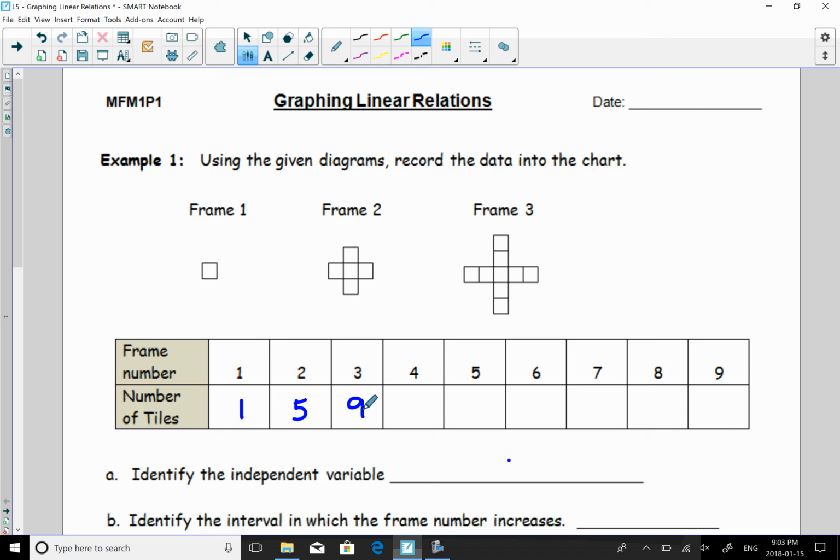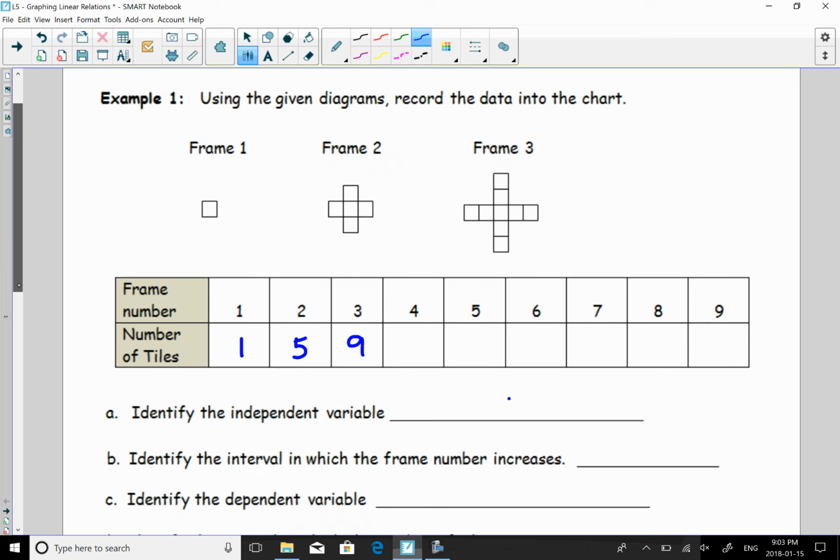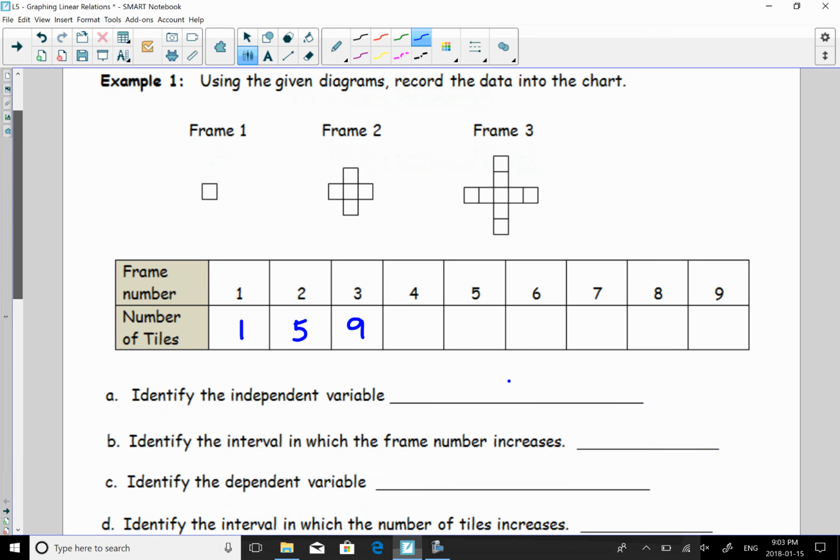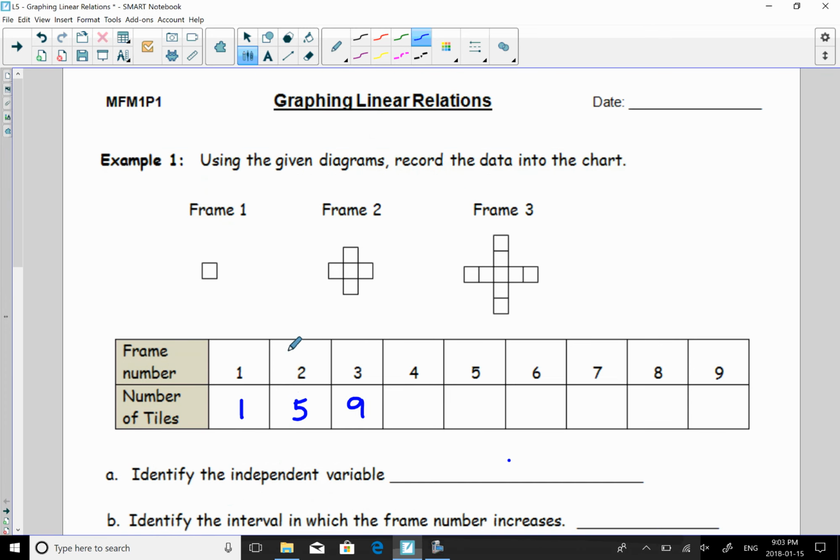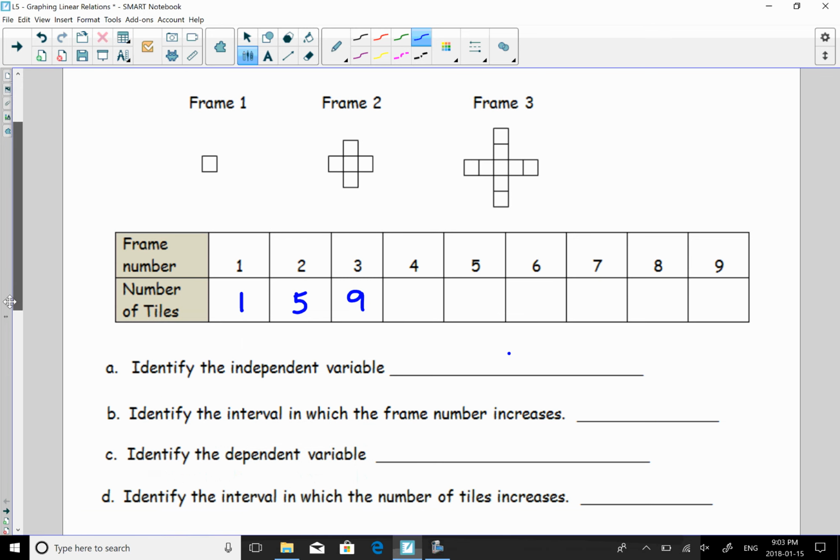Now the rest of the frames are not drawn, but we're to look for a pattern. So we'll notice that every time the frame increases by 1, so from here to here it's going up by 1, going up by 1, the tiles are increasing by 4. The independent variable is the frame number.